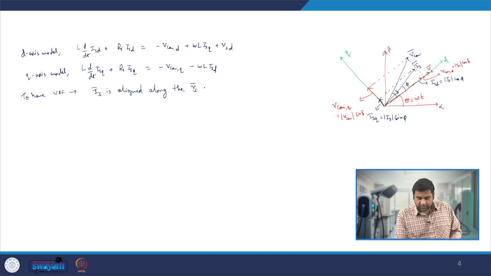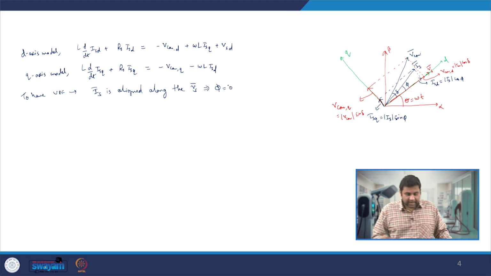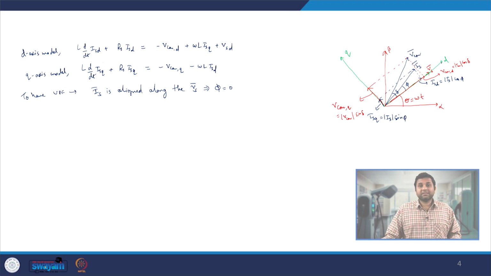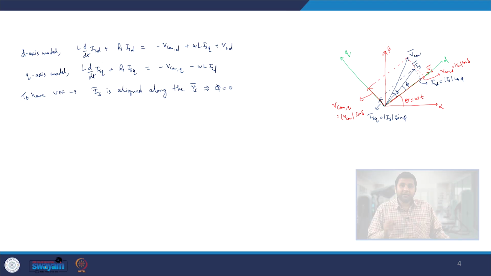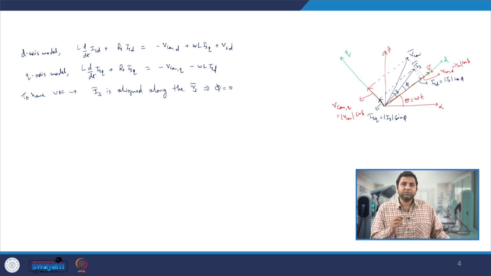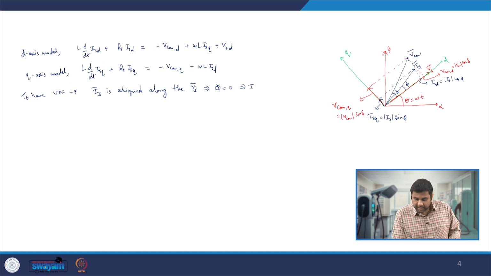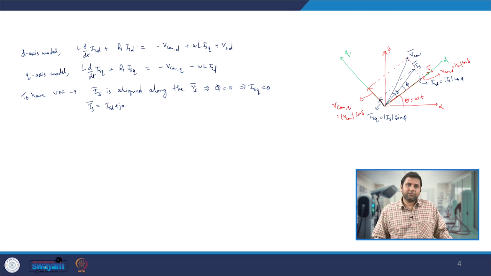Now, we can ensure this alignment by making sure this phi, which is shown over here, is equal to 0. That means, if I make phi equal to 0, this IS space vector is aligned along the voltage space vector, and both are aligned along the D axis. That means the IS space vector only has the ISD component and there is no ISQ component, which indicates my ISQ component is equal to 0. And if my ISQ component is 0, I can write my IS space vector as ISD plus J0.